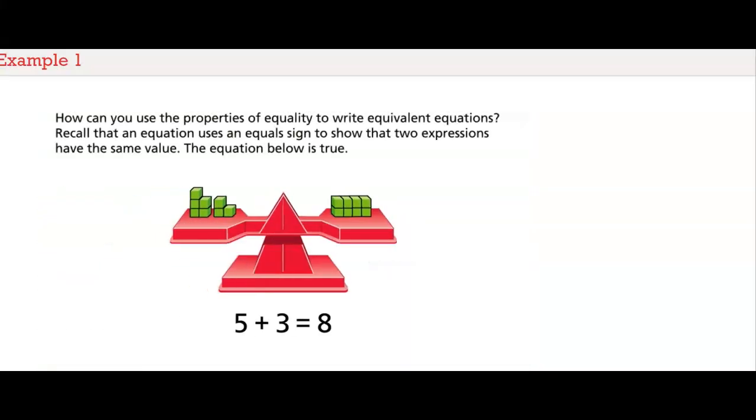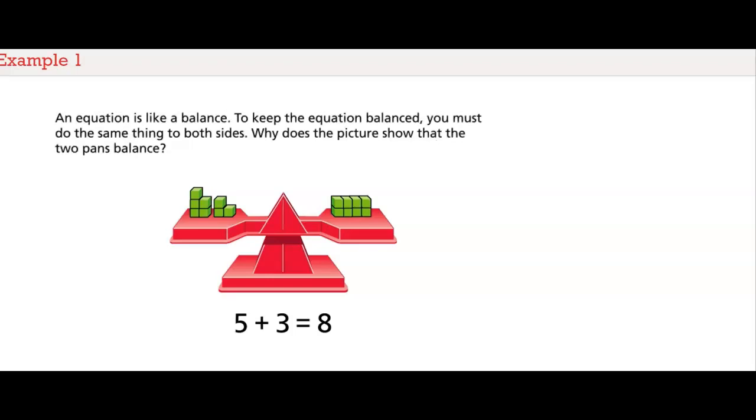Can you use the properties of equality to write equivalent equations? Recall that an equation uses an equals sign to show that two expressions have the same value. The equation below is true. An equation is like a balance. To keep the equation balanced, you must do the same thing to both sides.